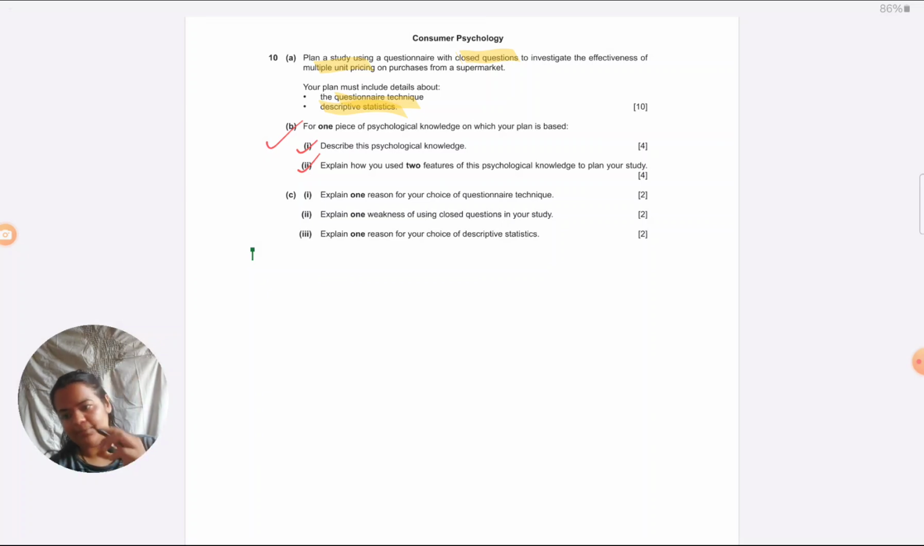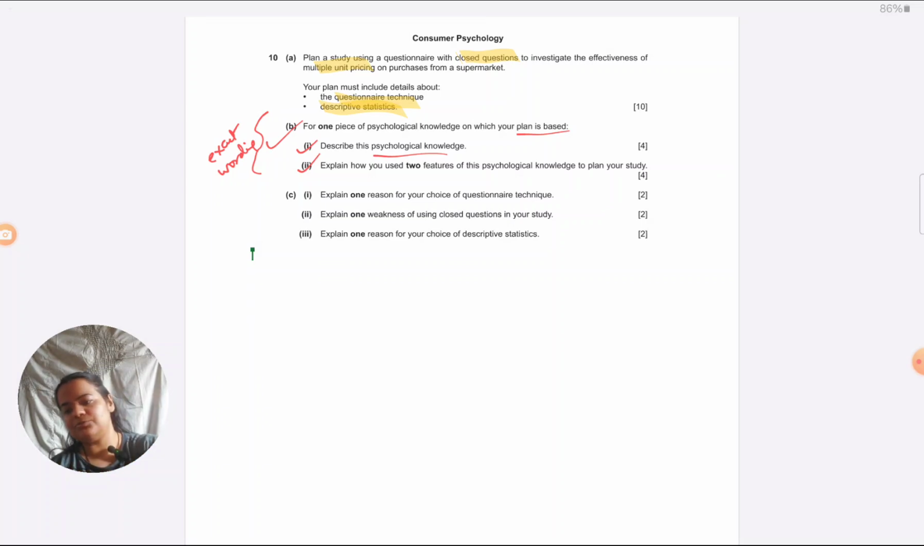So, what I mean by this is, you know that after designing the study, you will have to describe the psychological knowledge on which your plan is based. You know that B questions are fixed, they are invariable, they are definitely going to be there on the paper. These two questions with exact wording are always going to be there. So, when you know that after designing your study for 10 marks, you will have to justify it on the basis of some psychological knowledge, why not first think about which psychological knowledge you want to base your study on?